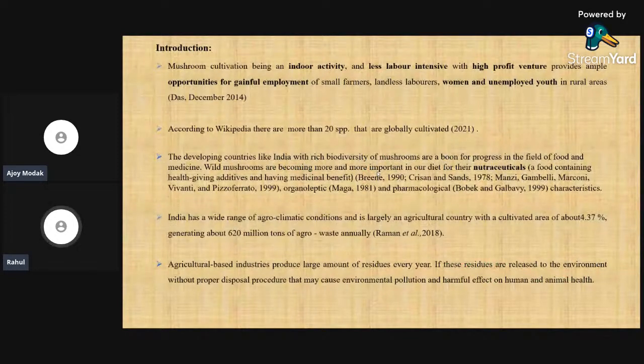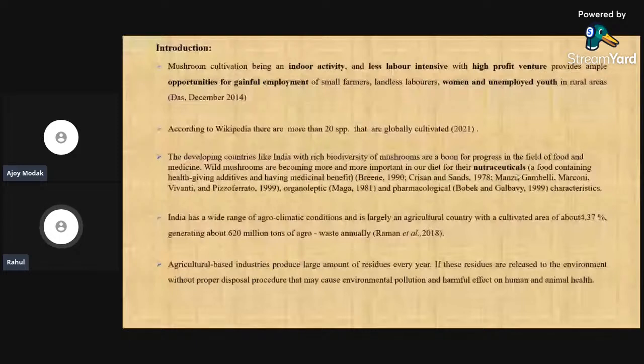It is an intensive, high-profit venture that provides ample opportunities for gainful employment for small farmers, landless laborers, women and unemployed youth in rural areas. According to Wikipedia, there are more than 20 species that are globally cultivated. Developing countries like India, with rich biodiversity of mushroom, find mushrooms more and more important in our diet for their nutraceuticals. India has a wide range of agro-climate conditions and is largely an agricultural country with a cultivated area of about 4.37%, generating about 620 million tons of agro waste annually.